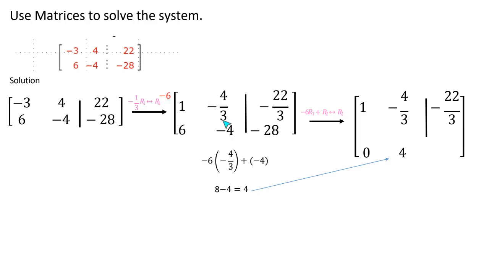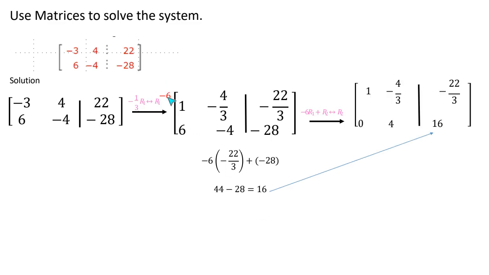-6 times -4/3, that's going to be 8, right? And then -4 gives me 4. And then the last one here, -6 times -22/3, that's going to give me 44, plus -28 will give us 16. So now we have our 1, we have our 0.